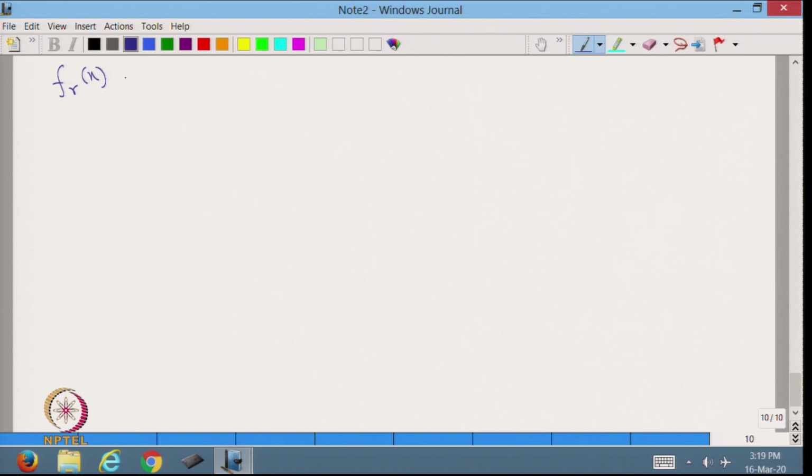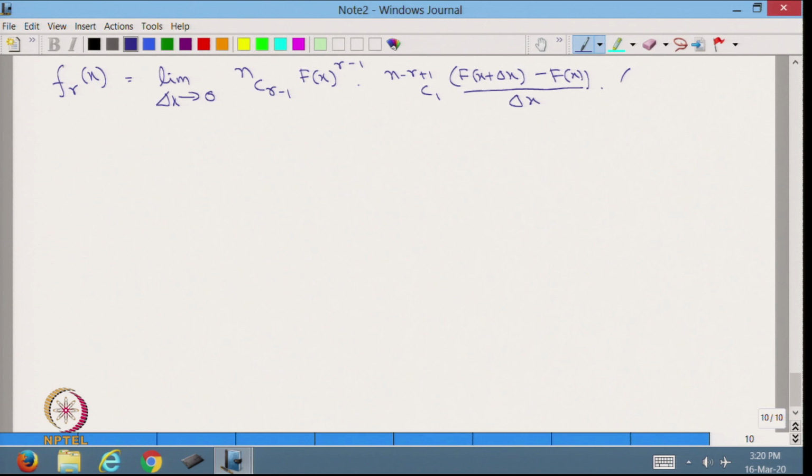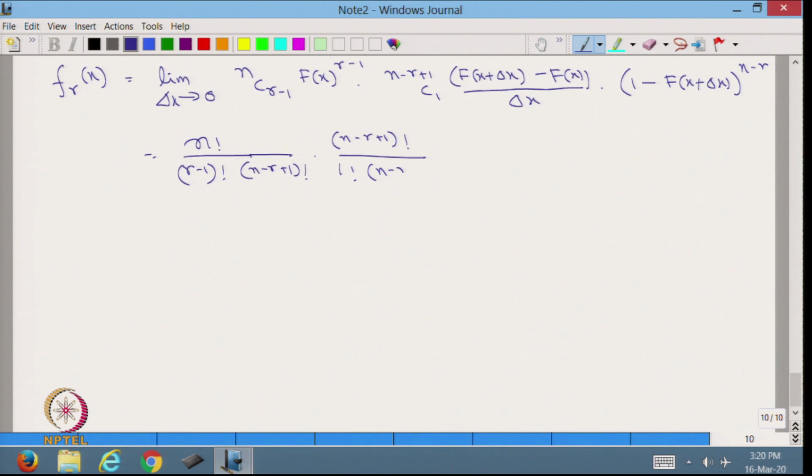f_r(x) is equal to the limit as delta x goes to 0 of n C (r minus 1) F(x) to the power r minus 1, times (n minus r plus 1) C 1, times [F(x + delta x) minus F(x)] divided by delta x, multiplied by 1 minus F(x + delta x) whole to the power n minus r, which is equal to n factorial upon (r minus 1) factorial (n minus r plus 1) factorial, multiplied by (n minus r plus 1) factorial upon 1 factorial (n minus r) factorial.